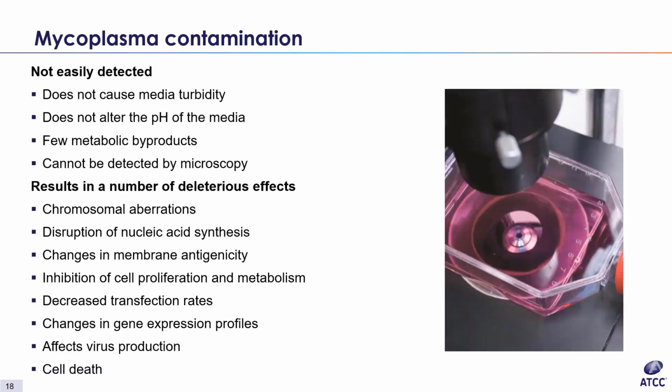So mycoplasma contamination is a separate contamination issue that is extremely difficult to detect. Contamination from mycoplasma can cause a host of problems that includes altering the cell's function, growth, morphology, causing chromosomal aberrations, affecting nucleic acid synthesis, and changes in membrane antigens and gene expression. The main source of mycoplasma contamination is receiving infected cultures from other research laboratories. Reagents purchased commercially can also be a source of contamination.